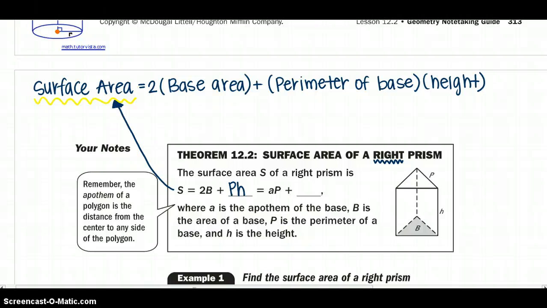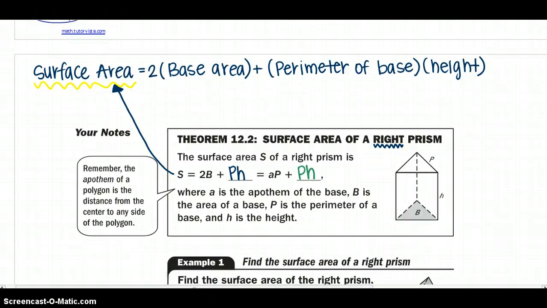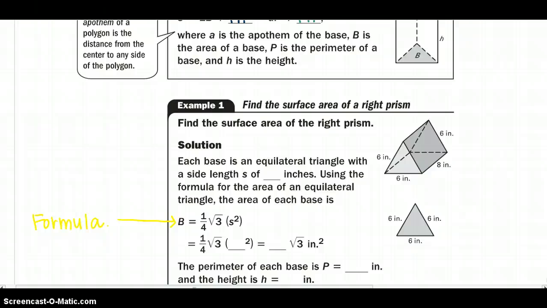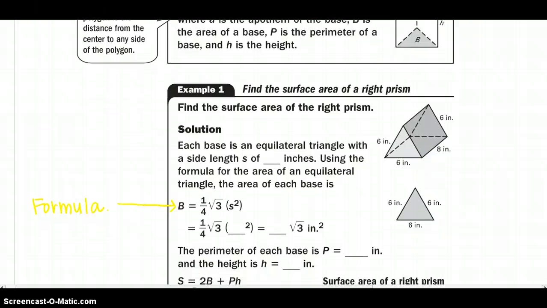times the height. Or you can say this also equals the apothem times the perimeter plus the perimeter times your height. Whichever one of those equations you use, they will work perfectly. So let's use that in our first example. We want to find the surface area of the right prism. Each base is an equilateral triangle with a side length S, which would be 6.